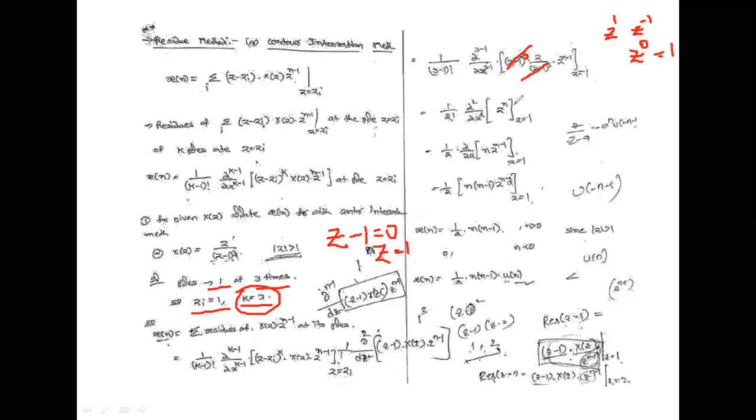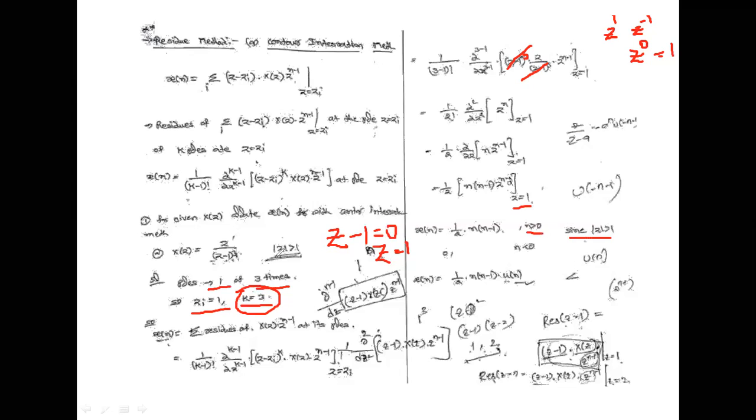Apply the second derivative with respect to z. The first derivative is n into z power n minus 1. The second derivative is n into (n minus 1) z power n minus 2, at z is equal to 1. Substituting z is equal to 1, the term z power n minus 2 becomes 1, and we get 1 by 2 n into (n minus 1), where n is greater than 0. When n is less than 0, the value is 0.